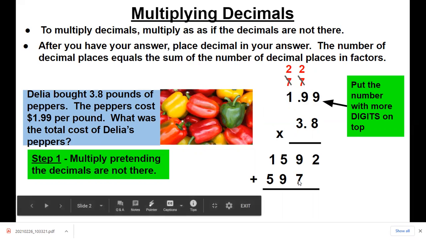Notice how my 7 started under the 3. It didn't start over here. Lots of kids make that error. So let's add now. 2 plus nothing is 2.